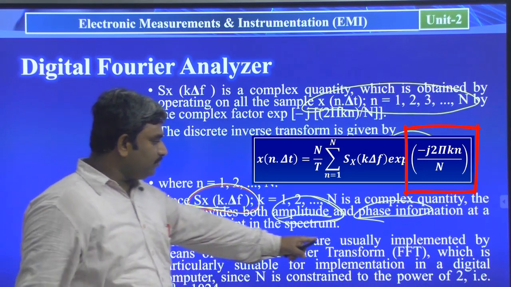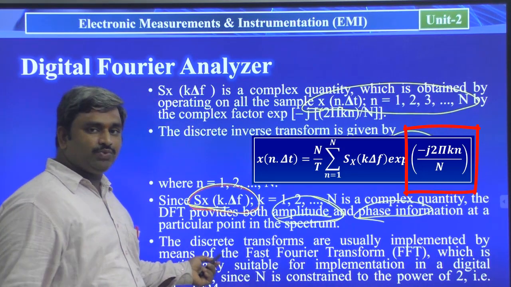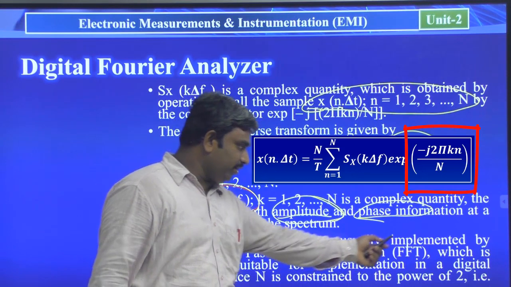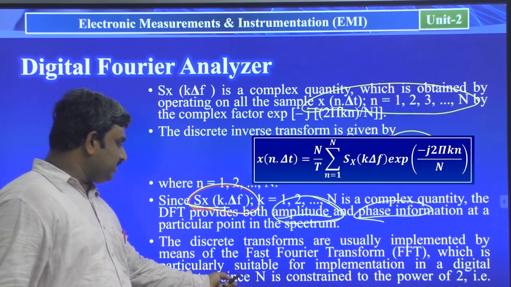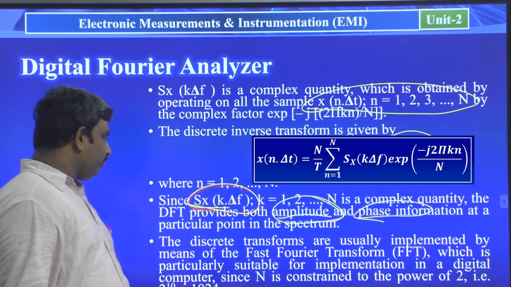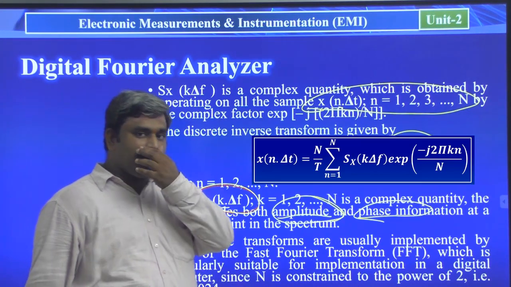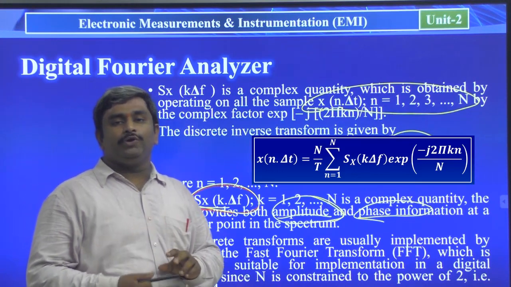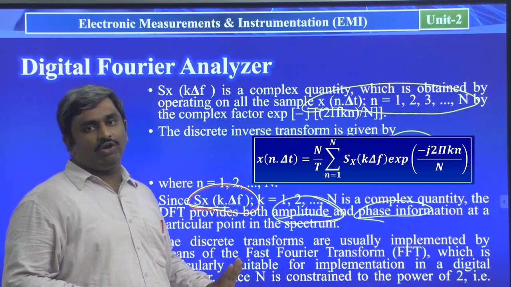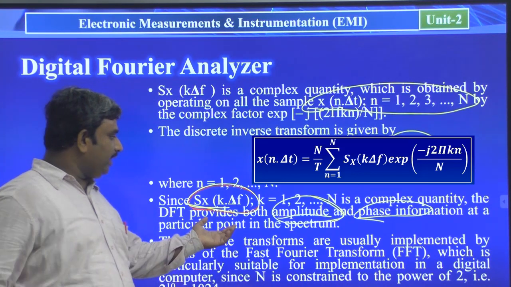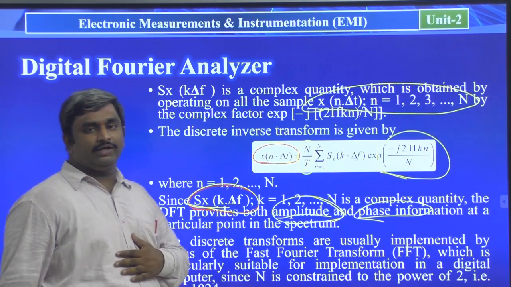Okay, the discrete transforms are usually implemented by means of the fast Fourier transforms. Most of the discrete functions we are implementing by using the FFT technique, fast Fourier transform, which is particularly suitable for implementation in digital computers, since n is constrained to the power of 2, that is 2 power 10 equal to 1024, like that, where n is the constraint of the digital technique. So most of the computer based processing systems or algorithms are completely dealing with this digital Fourier analysis. For this digital Fourier analysis, we have to follow this basic functionality. This is a basic spectrum definition.